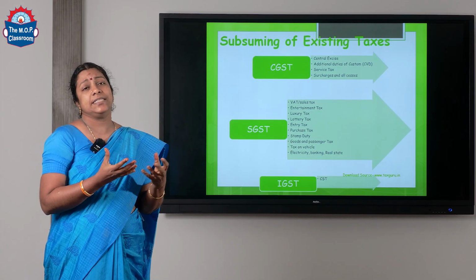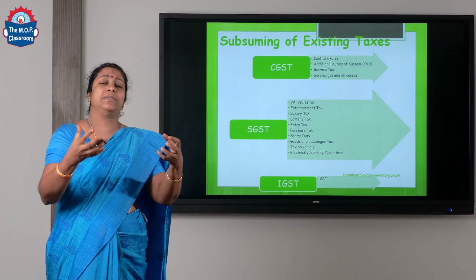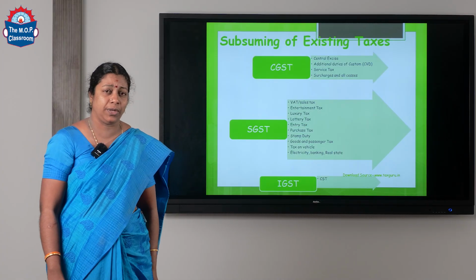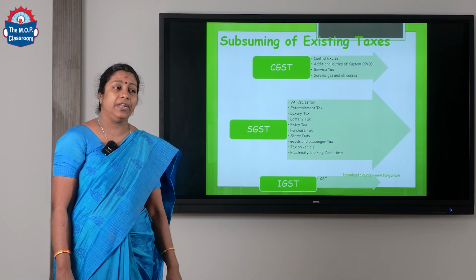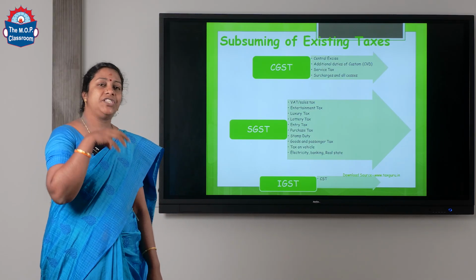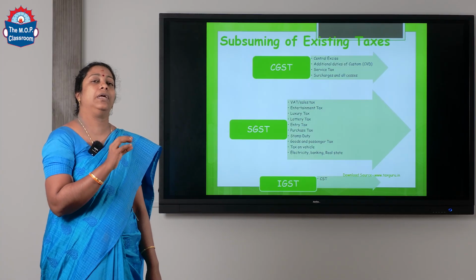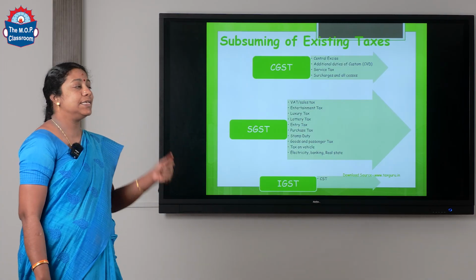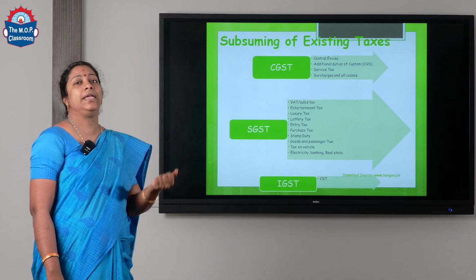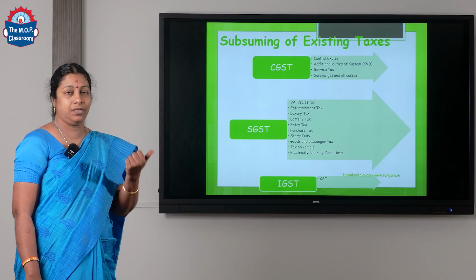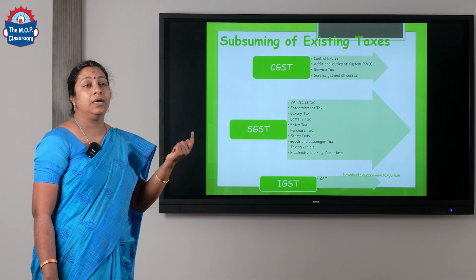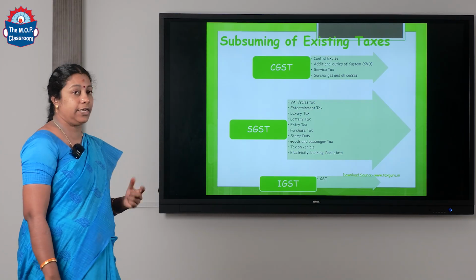When GST is implemented, a lot of tax systems are being taken in by the GST. The first one is central excise duty. Central excise means whenever any goods are manufactured or produced, the tax charged on that production is called central excise duty. This central excise duty was exclusively taken by the center. In the same way, additional duties on customs, which is also called countervailing duty.